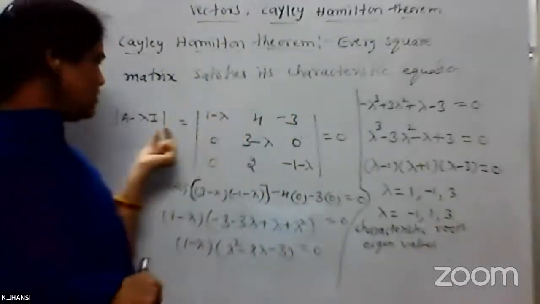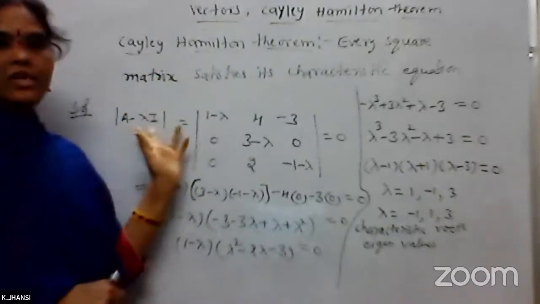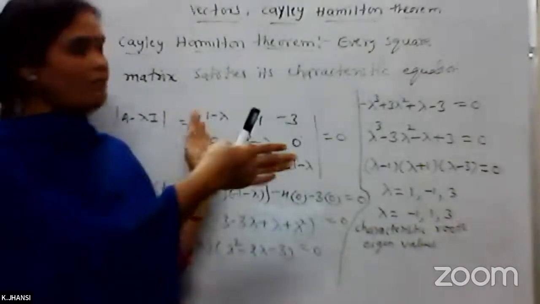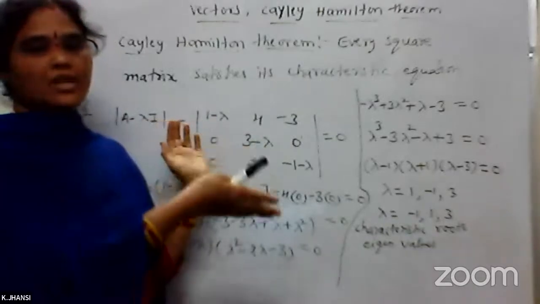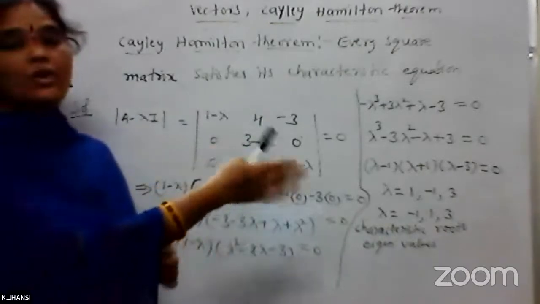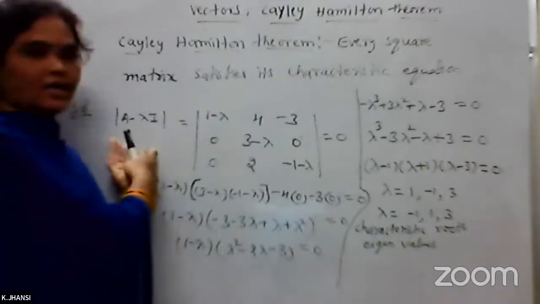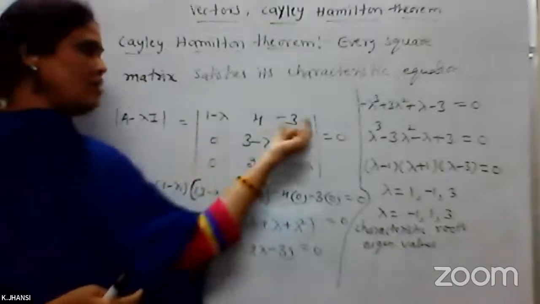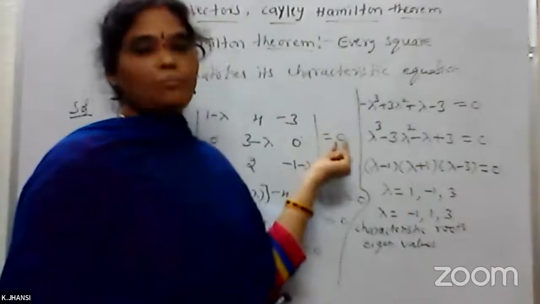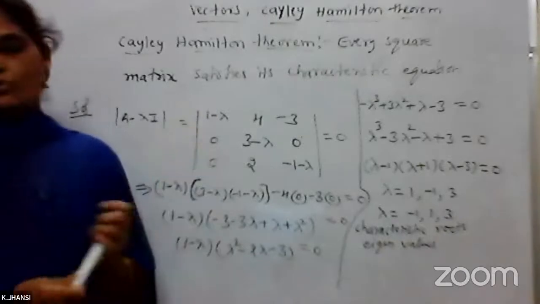For this purpose we take A minus lambda I. Just before, I gave the definition of the characteristic equation: A11 minus lambda, A12, up to A1n, and A21, A22 minus lambda, A2n, and last you get Amn minus lambda. If you take the determinant of that characteristic equation, you will get a polynomial. That polynomial is satisfied by the square matrix. You have to show that proof, which you have in your textbook.